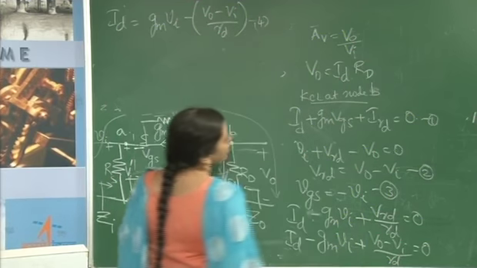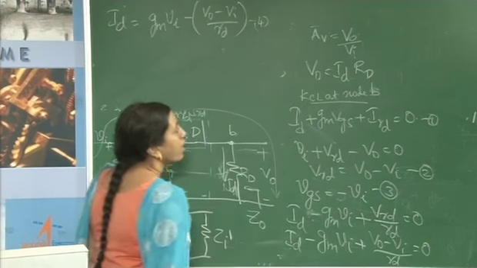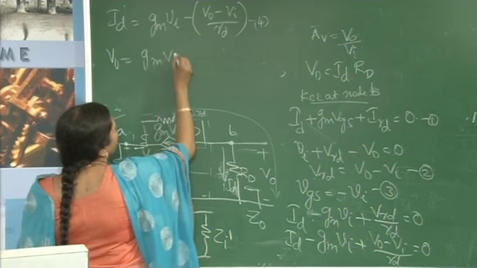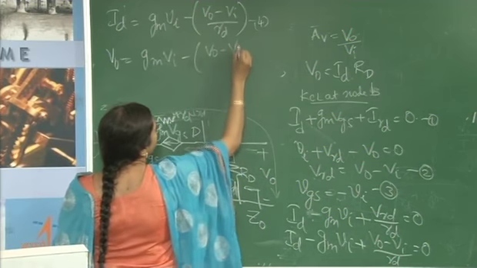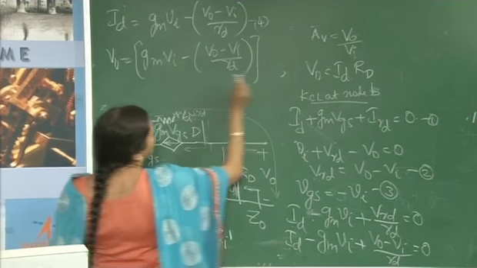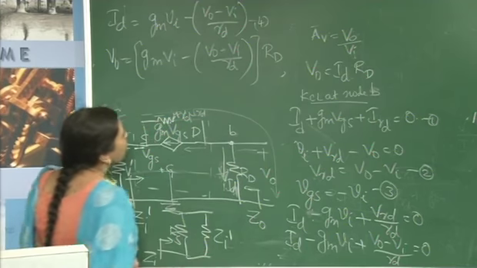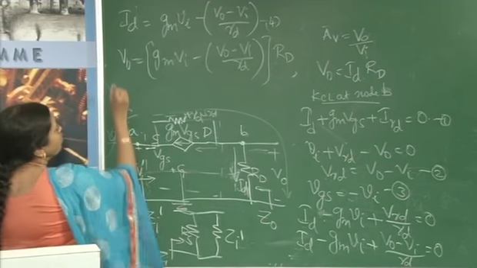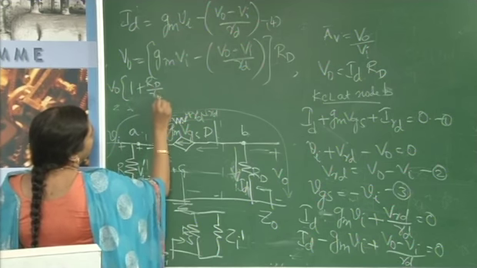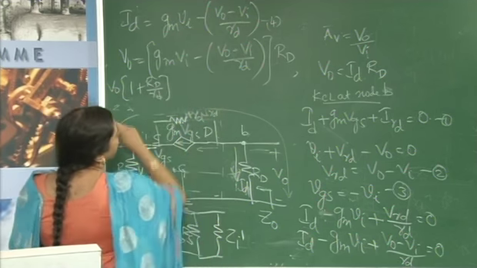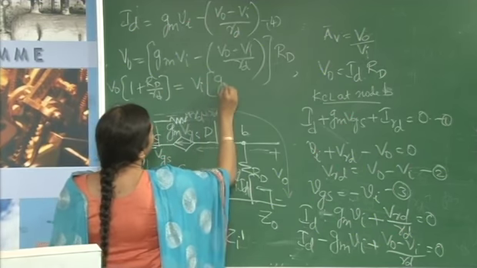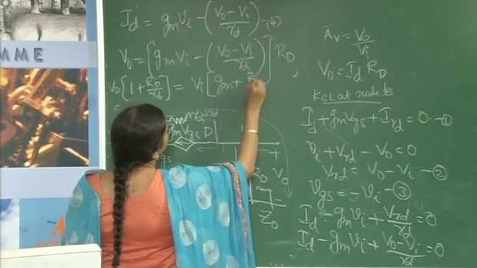Substitute 4 in equation for V naught, that is V naught is equal to ID into RD. So, V naught will be equal to gm Vi minus V naught minus Vi by rd, into the entire thing has to be multiplied by RD. Now, we will group all V naught terms. So, V naught into 1 plus RD by rd, I will take out this term, then this is equal to Vi into gm plus 1 by rd, times RD.